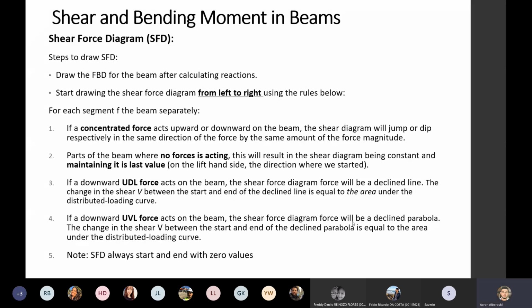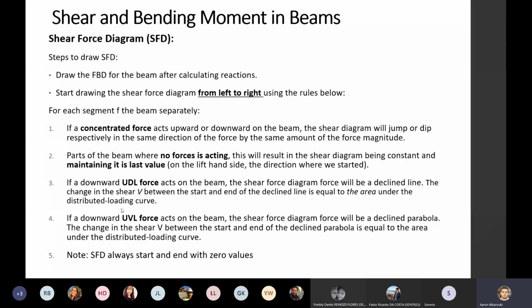The shear force diagram will be a declined parabola this time, rather than a line. A parabola is a curve, a second degree curve. The parabola is the graph of a second degree or quadratic equation. We'll talk about those later. And the change of the shear value between the start and the end of the declined parabola is equal to the area under the uniformly varying distributed load. We'll talk about these two in more detail.